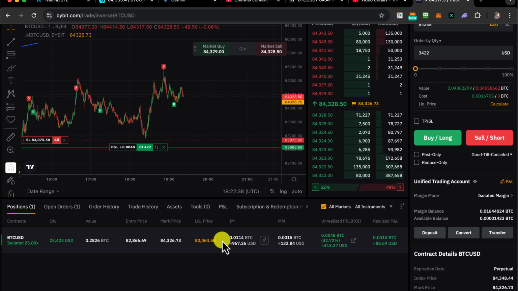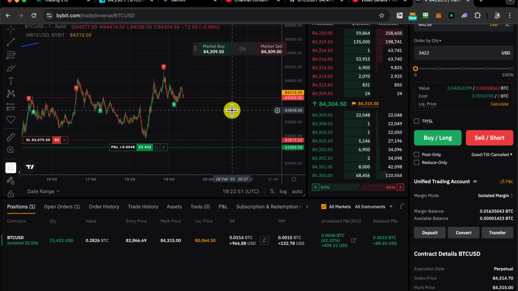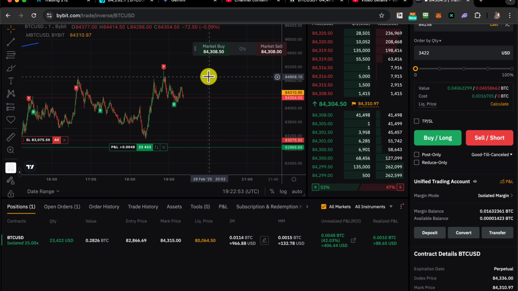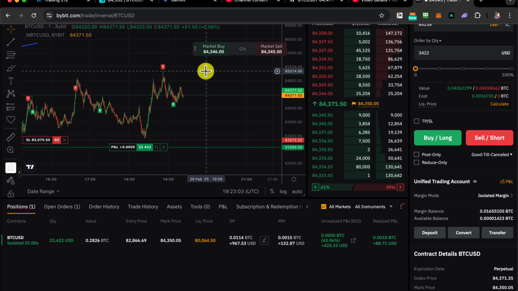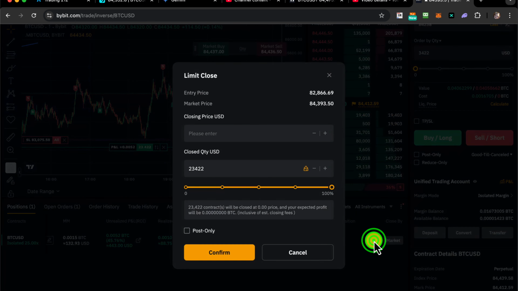So you can see that as I keep doing that, my margin increases, so therefore the size of the whole position increases. So we're now on a $967 margin there, which is quite nice. So I'm just going to set an order like that just to show you how I do that. I'm going to set it at 85.075. So let's do that. So close by limit.